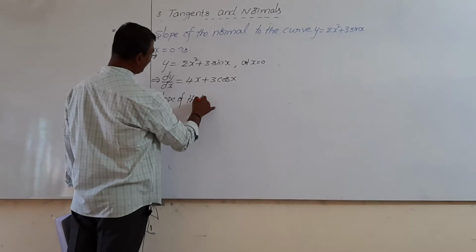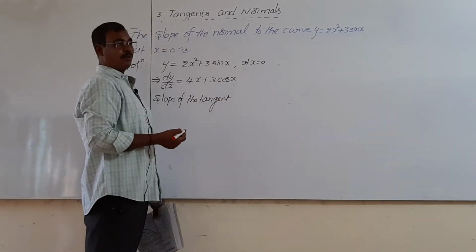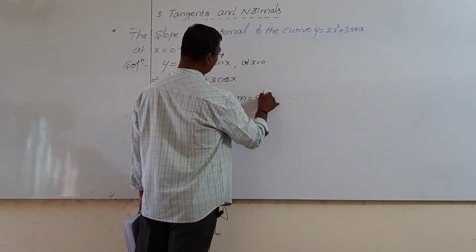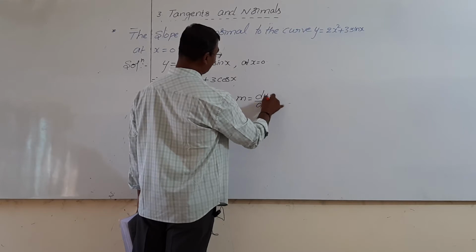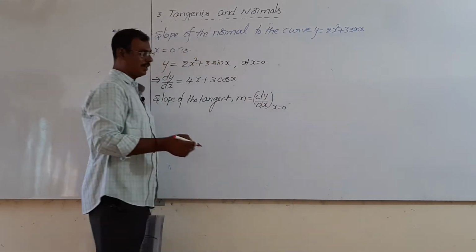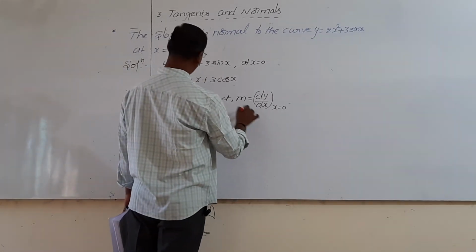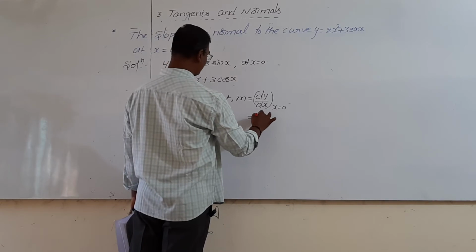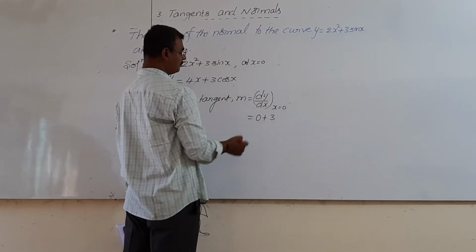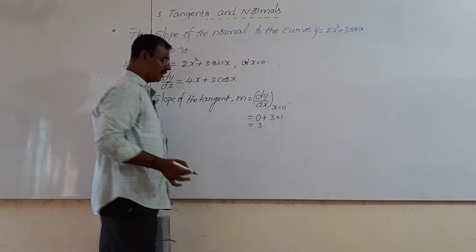Slope of the tangent at any point. Do you remember this formula? What is the slope of the tangent to the curve? m is equal to dy by dx at the point P, or x is equal to 0 here. Substitute x is equal to 0. This becomes 0 plus 3 into cos 0 which is 1. So the answer: slope is equal to 3.